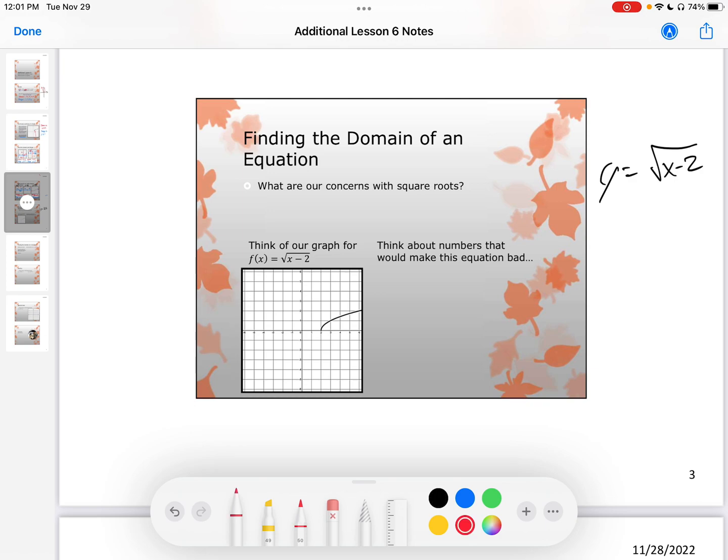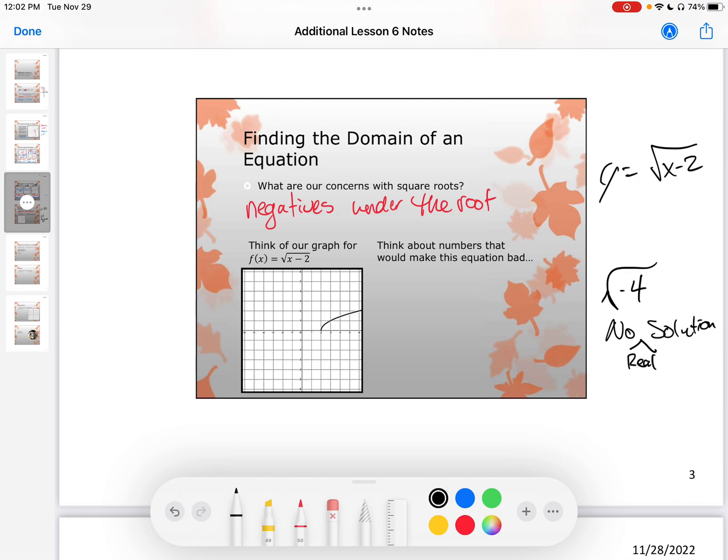The answer to that, hopefully, would be if we have negatives under the root. Up until this year, if you had the square root of -4, you were told that was no solution. Now, we have found out that there is actually a solution to this. The square root of -4 does equal 2i. So it's not that there is no solution, it is that there is no real number as a solution. We have to use imaginary numbers to solve for those.